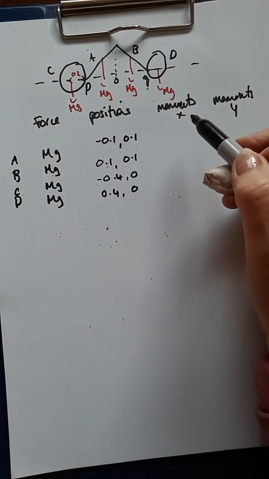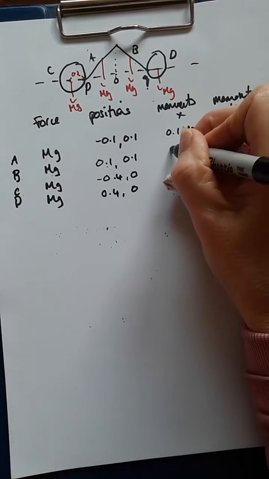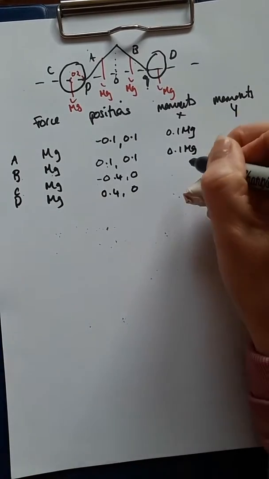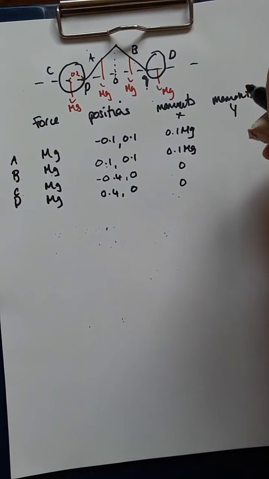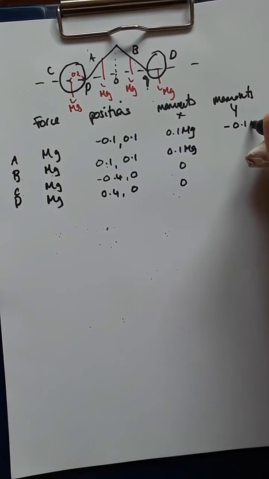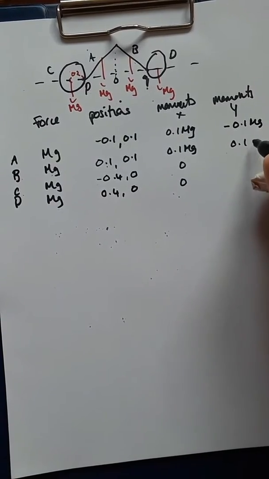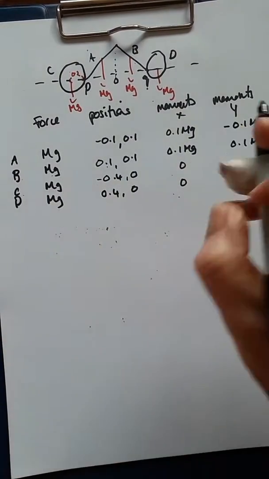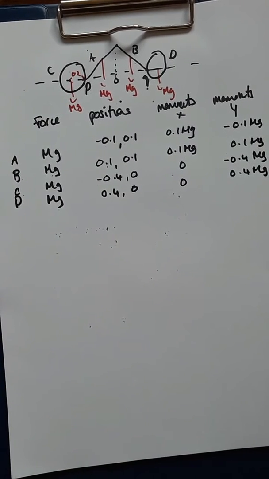Right, moments about the x-axis. We're going to multiply 0.1 by mg, and we just get 0.1 mg. We're going to do the same for B, 0.1 mg. These two will just become 0 when I multiply mg by 0. Moments about the y-axis will be minus 0.1 mg, because I'm multiplying it by its x-coordinate. This one will become 0.1 mg. This one will become minus 0.4 mg, and this one will become 0.4 mg. So stop the video, see where we got those distances from, make sure you understand that.